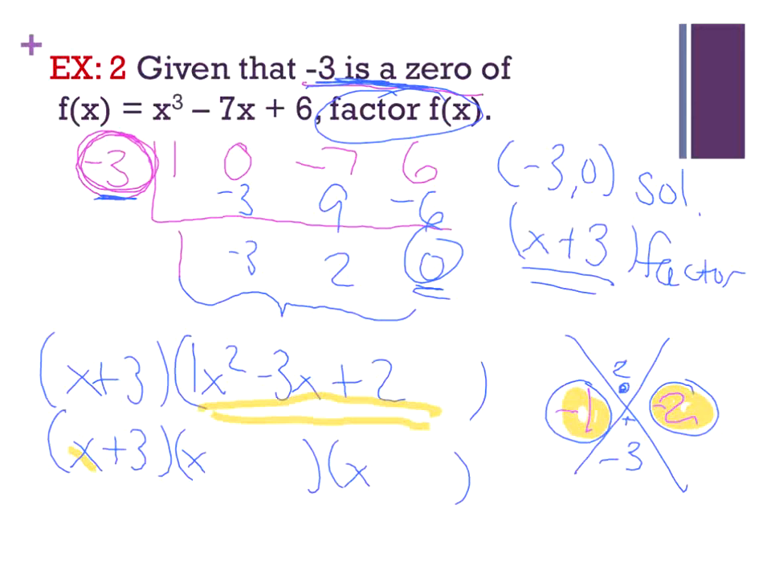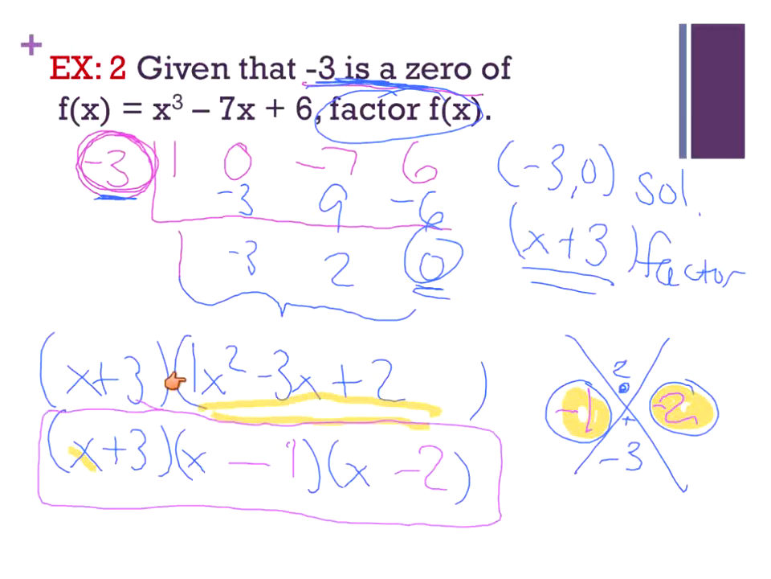Oh, make them both negative. Let's try. Is negative 1 plus negative 2 negative 3? Yes. Is negative 1 times a negative 2 a positive 2? Yes. You guys just found your answers. So back into my parentheses, I'm going to have a negative 1 and a negative 2. Now it's factored completely.